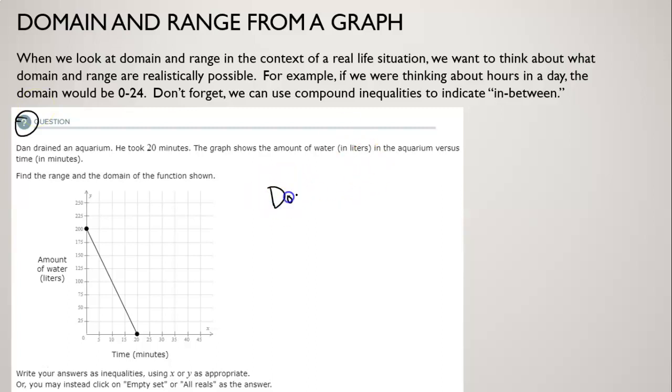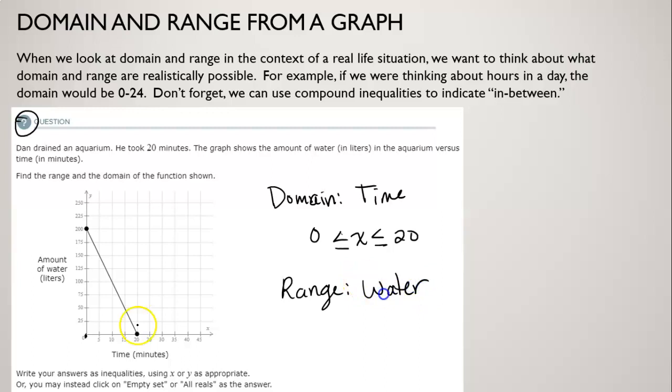Welcome back. For your domain, you should have used your x values. Your x values in this example are time. The time starts at 0 and goes to 20 with an x in the middle. We always use less thans, and exactly 0 and exactly 20 minutes are possible, so we use equal signs for that. For your range, you should have used the amount of water. This again starts at 0 and goes up to 200, so it's in between 0 and 200. Y is in the middle, less than and less than.